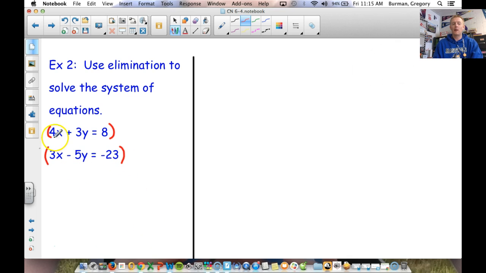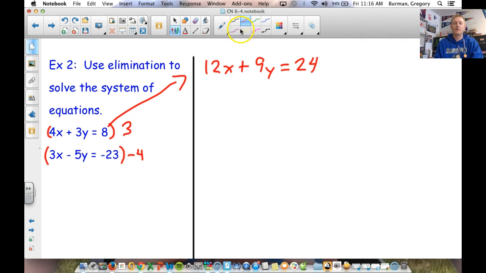So I would think that we want to get our x's to cancel by getting them to both be 12. That means I'm going to multiply this one by 3 and this one by a negative 4, because I like to add, so that's why I have a negative 4. I like using the addition process. When we rewrite these, I'm going to have 12x plus 9y equals 24. That's the top one. That's how that one became there. We distributed the 3.